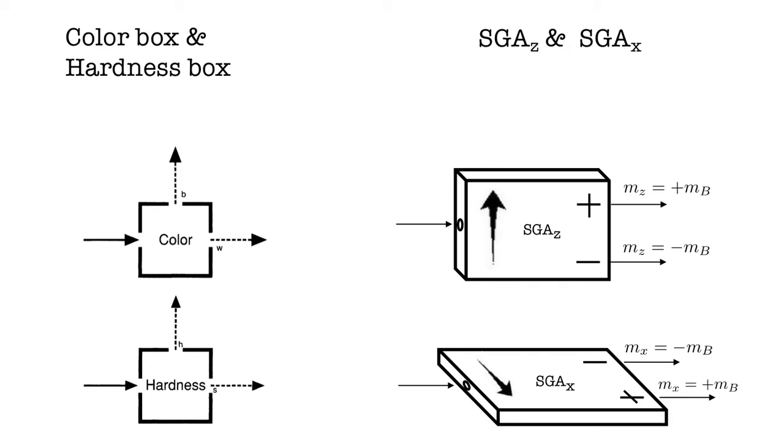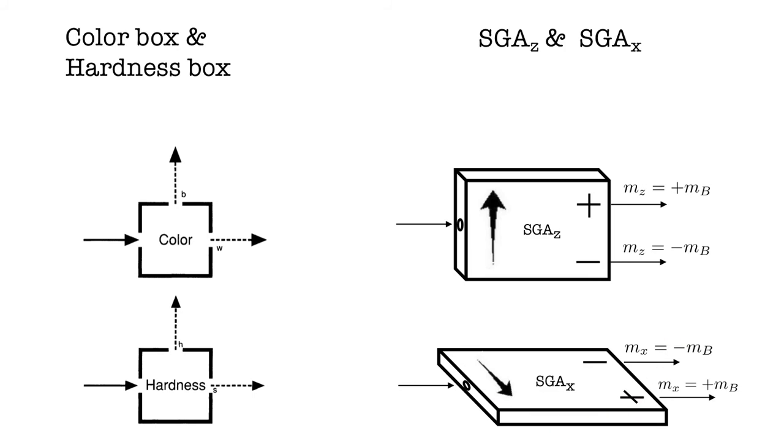You'll also remember that there's a pairing between our cartoon description of color and hardness and the actual properties of MZ and MX. So MZ and MX are two measurable properties of the silver atom, and they are incompatible observables in the same way that we said color and hardness were. So if you think of a color box as SGA-Z, then the hardness box could be an SGA-X. And all of the experiments that we did with color and hardness will have the same outcomes if you replace color and hardness with SGA-Z and SGA-X.